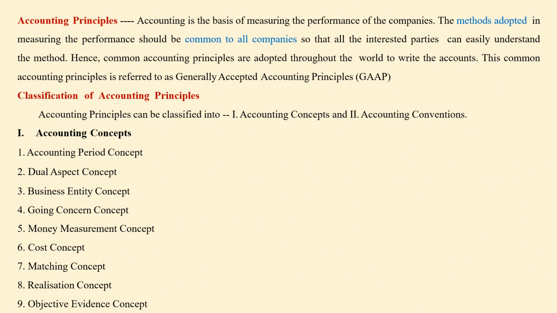Then, classification of accounting principles. Accounting principles can be classified into two categories: one is accounting concepts and the other is accounting conventions. Here we are going to learn about the accounting concepts. There are 9 different concepts: accounting period concept, dual aspect concept, business entity concept, going concern concept, money measurement concept, cost concept, matching concept, realization concept, and the last one, objective evidence concept.